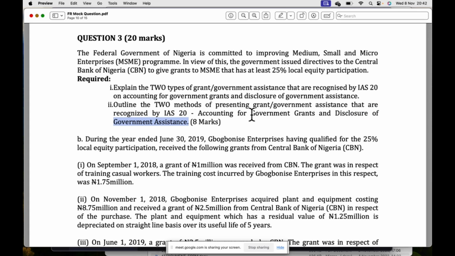So firstly, government grants and government assistance, there is a difference there. What's that difference? For government grants, you can attach monetary value to it. But government assistance includes the government grants and any other benefit from government that is not monetary. Like the government might say, okay, we want to train your staff.